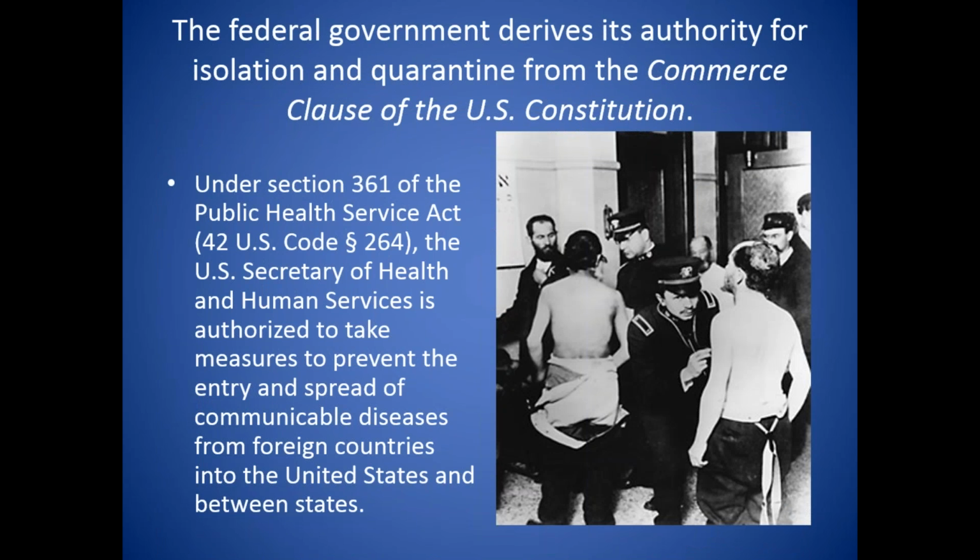The Constitution includes the Commerce Clause, which gives the authority to the federal government for isolation and quarantine. That is more detailed in Section 361 of the Public Health Service Act, where it empowers the U.S. Secretary of Health and Human Services to take measures to prevent the entry and spread of communicable diseases from foreign countries into the United States and between states. So what we began with was service for people returning to the United States, specifically merchant marine, who may have acquired disease in their travels. There was the opportunity to examine, isolate, and quarantine those individuals. The same would apply for immigrants to the United States.